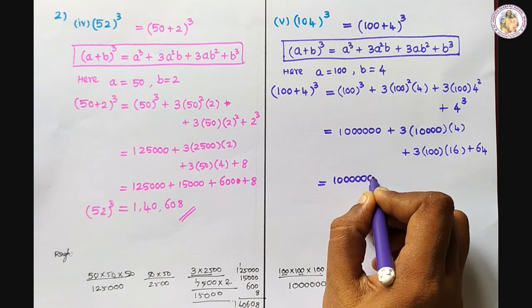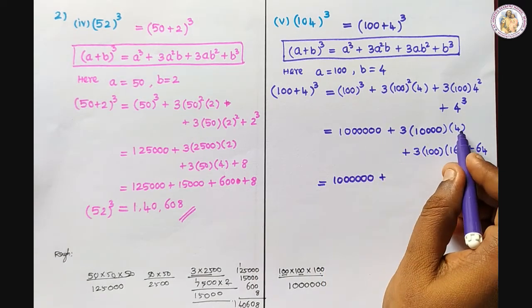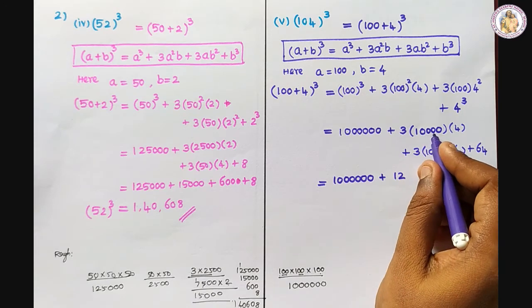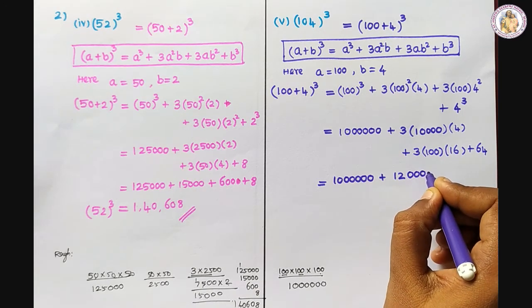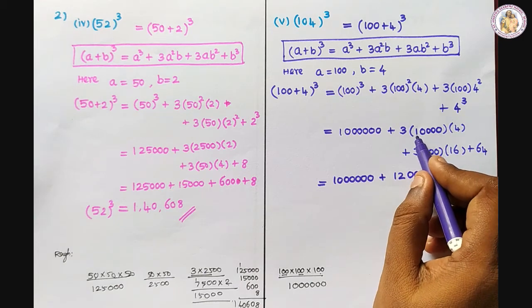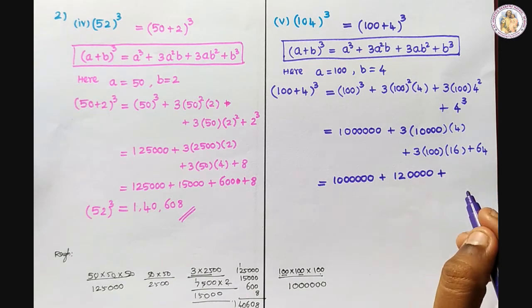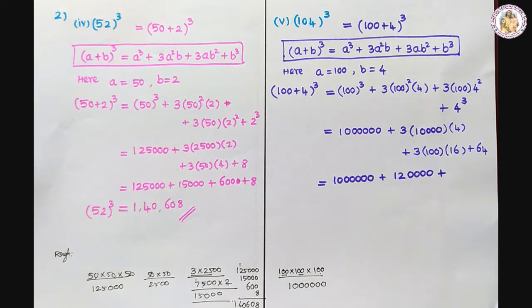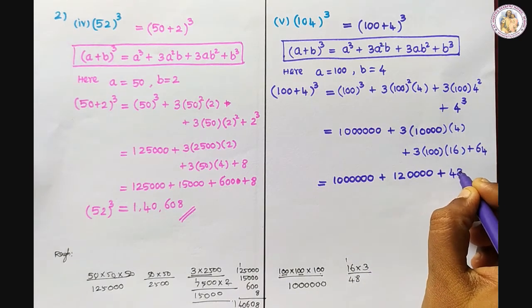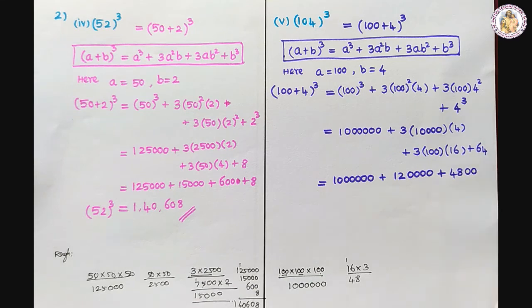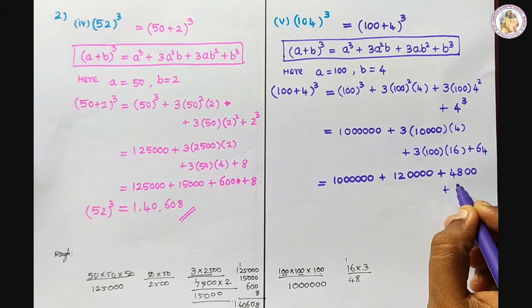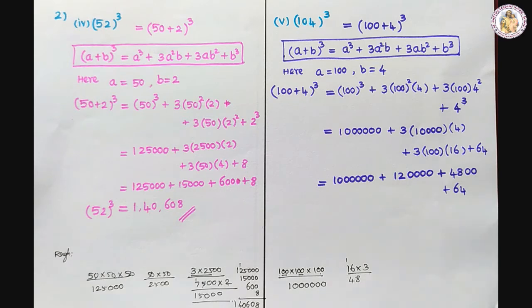Ten lakhs, 3 4s are 12, and here 4 zeros. 3 4s are 12, 12 into 1, 12 and put 4 zeros, plus 16 3s are 48. So 48, here 2 zeros, so 4800 plus 64. Now add these values.